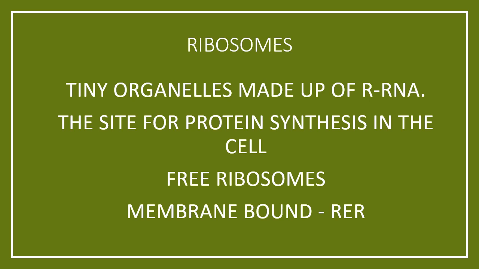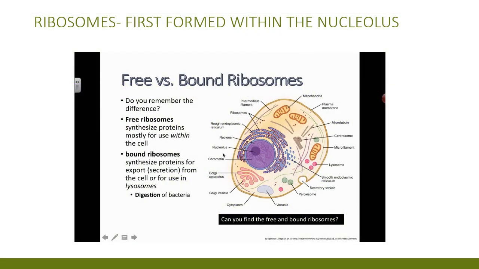Now, ribosomes are tiny organelles made up of basically ribosomal RNA. They are the site for protein synthesis in the cell. You have both free ribosomes in the cytosol and membrane-bound ribosomes found in the rough endoplasmic reticulum. So here's an example of free versus bound. Do you remember the difference? The difference is free ribosomes synthesize proteins for use within the cell, and the bound ribosomes synthesize proteins for export, or sometimes to use in making lysosomes. Lysosomes help digest bacteria.